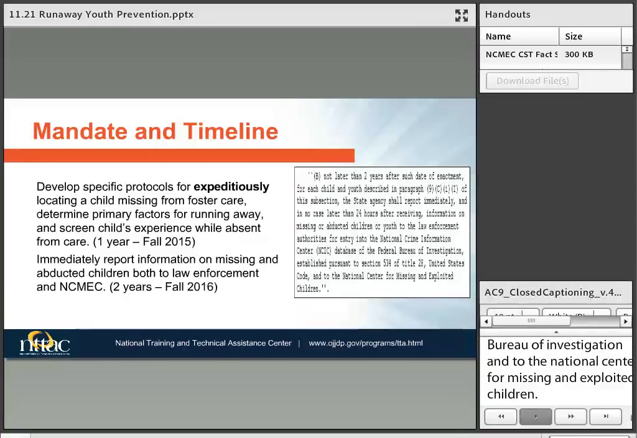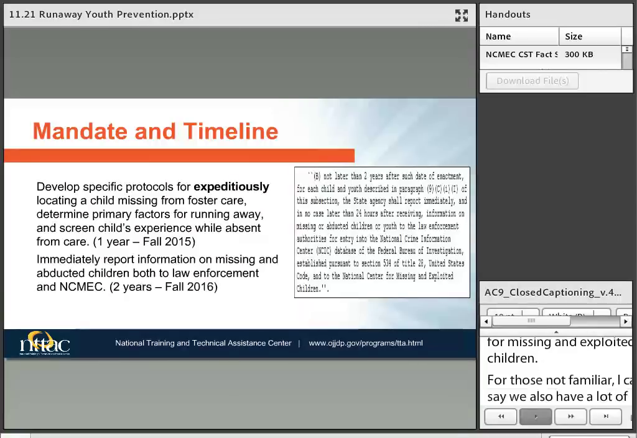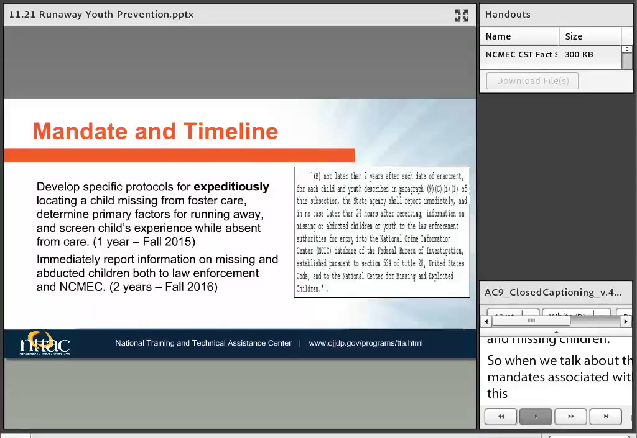When we talk about the mandates associated with this particular section, the legislation gave agencies a year to develop policies for quickly locating a child missing from foster care, and then 2 years before the mandated reporting to law enforcement and NCMEC went into effect. Since the passage of this legislation, state and county agencies around the country have drafted their own policies to address the missing, but also to try to prevent children from running or going missing from their care.